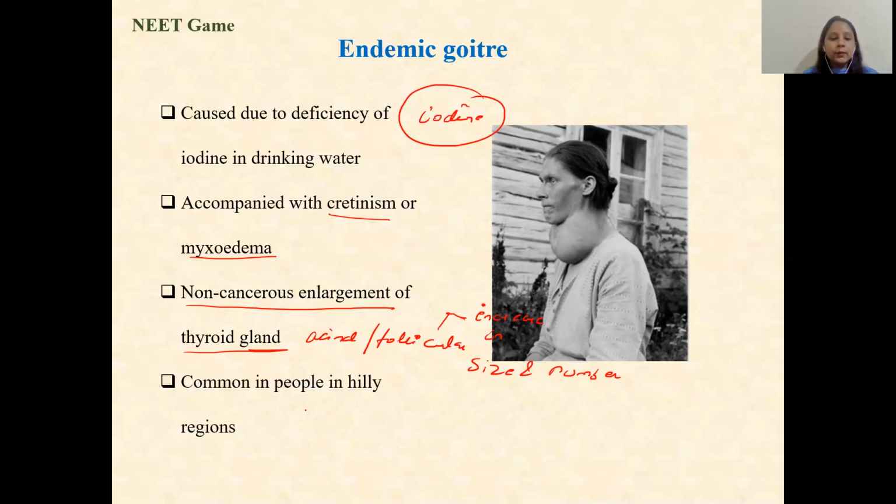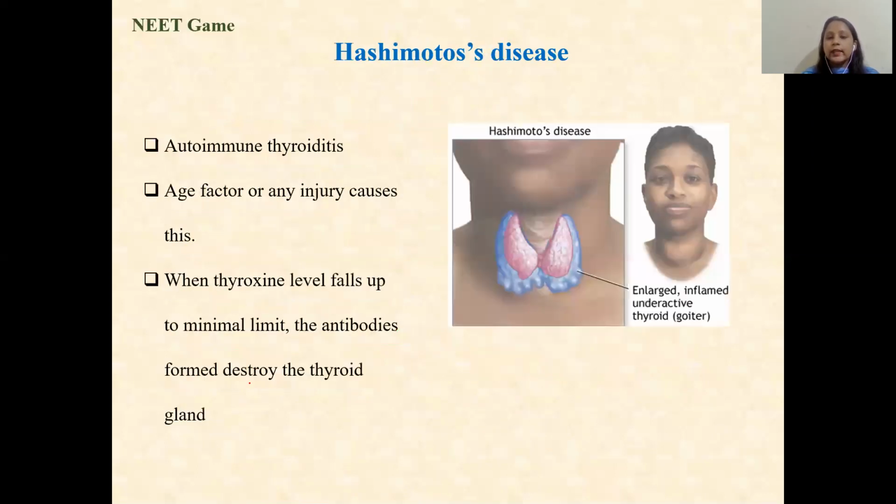It affects mainly the people living in hilly areas, where they are not getting iodine-rich water, or they do not consume enough salt. So people suffering from endemic goiter are advised to take table salt which contains iodine in it. Now, the last disease for this is Hashimoto's disease.